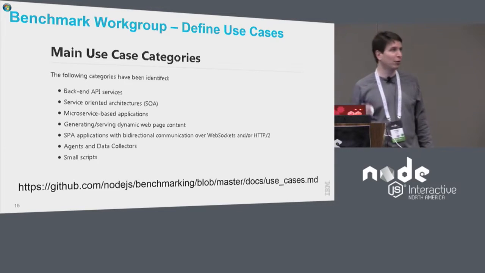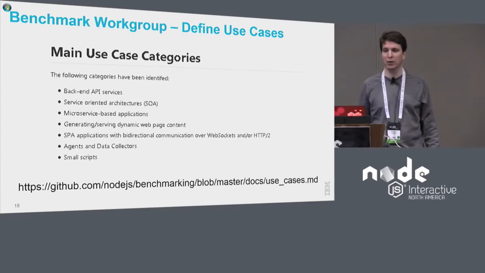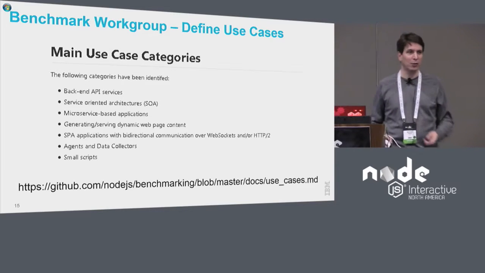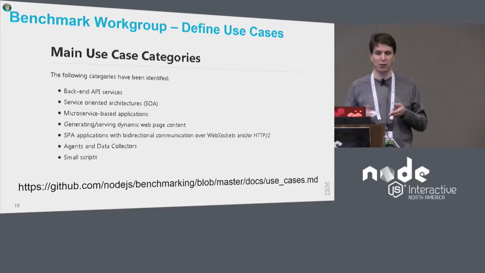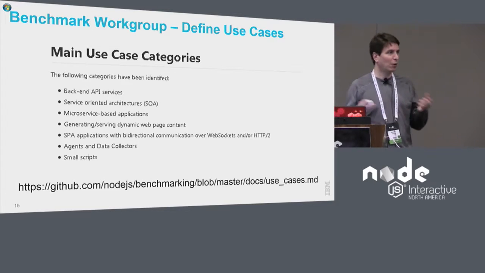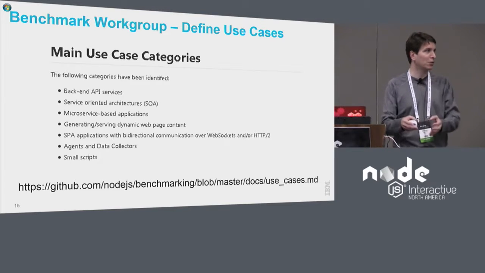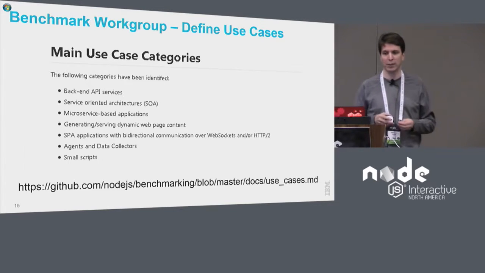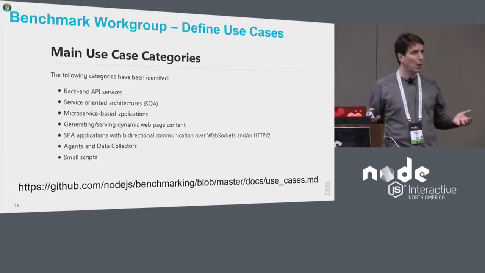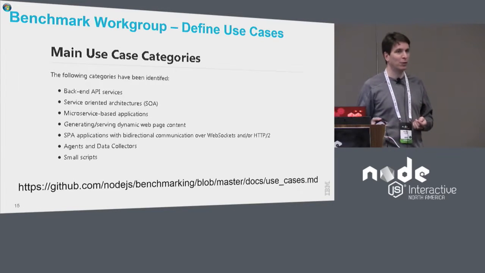So far, we've gone through and defined the use cases. You can see we've defined these main use cases for Node.js, and they include things like backend API services, service-oriented architectures, microservices, single-page applications, even agents and data collectors, because Node fits nicely as a small footprint agent, small scripts. And so the goal is that we want to cover all of these in our benchmarking.